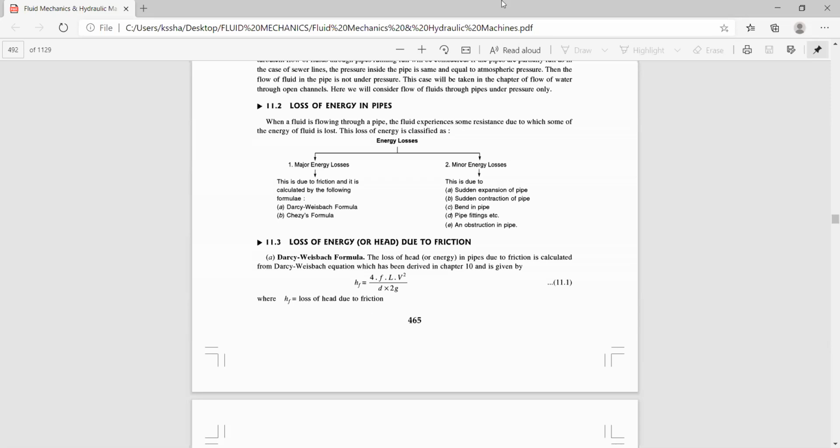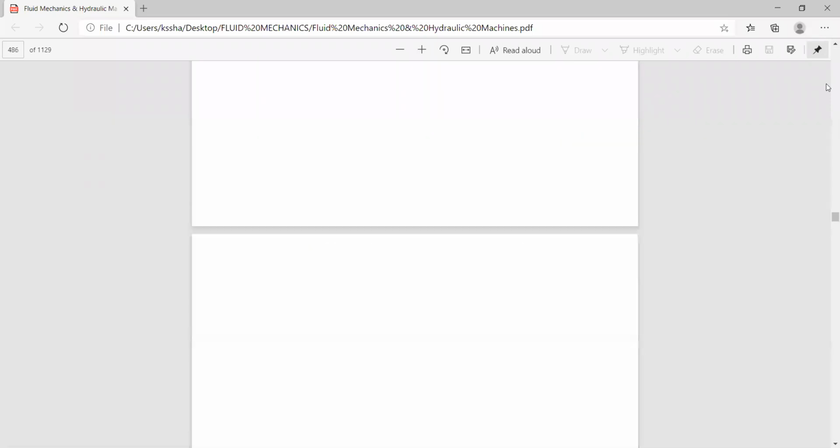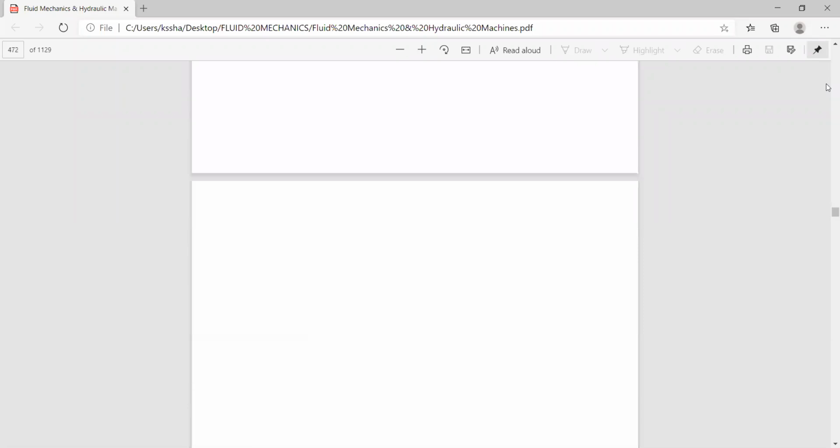So this equation you have to derive. It is almost a certain, a guaranteed question from this module. So now we will see the derivation. Actually this is chapter 11 as per your textbook, but the derivation is given in chapter 10. So we will move back and see the derivation in chapter 10.